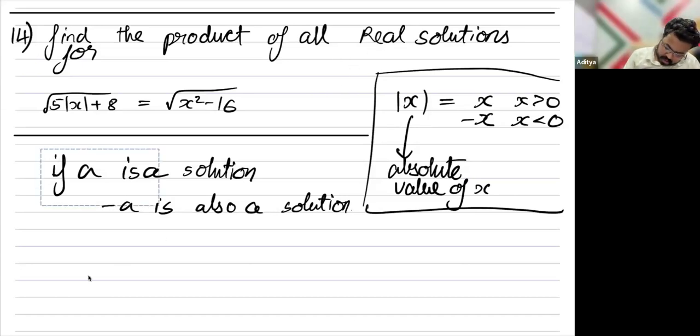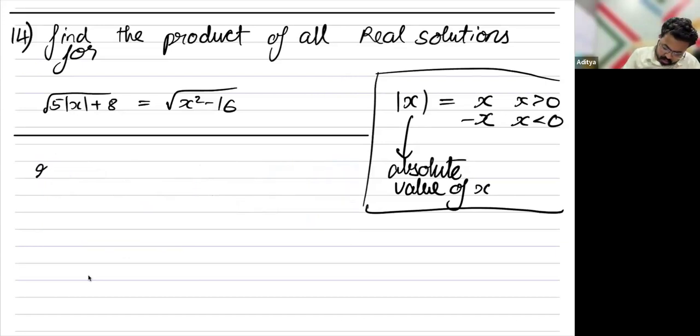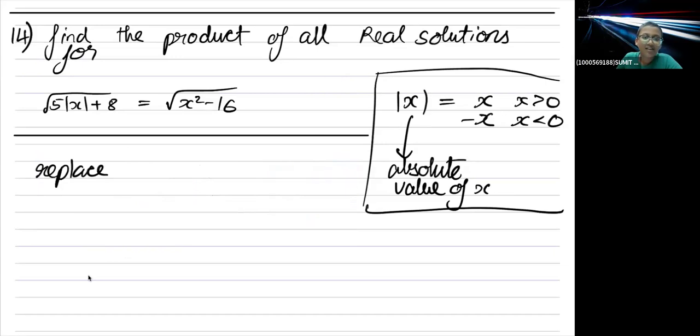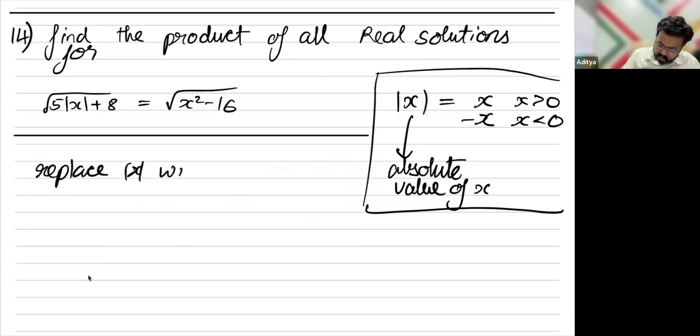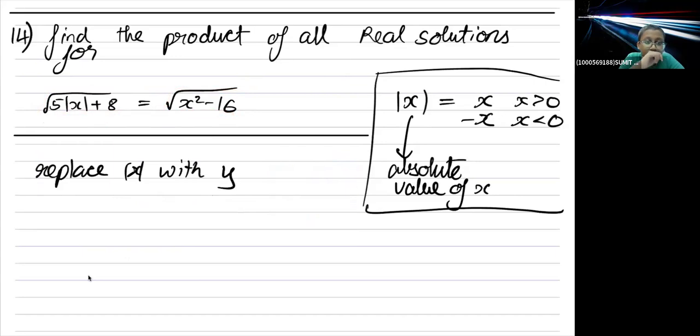Okay, I'll give a hint. Replace mod x with y, because unnecessarily it's complicating the look of this question. First of all, what you should do is a whole square. That is the obvious thing. Because why keep two square roots? Why not let the insides of these interact? Sir, it's better to take a square throughout.